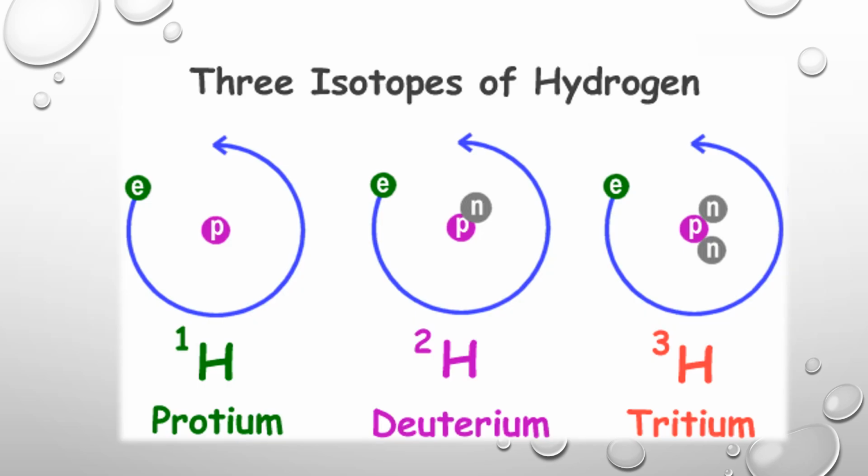Another example is the isotopes of hydrogen. All three isotopes of hydrogen have a different name given. Let's look at the first one. The hydrogen which has one proton but no neutron is called protium. One proton and no neutron is protium. Deuterium is the hydrogen which has one proton and one neutron, and tritium has one proton and two neutrons.